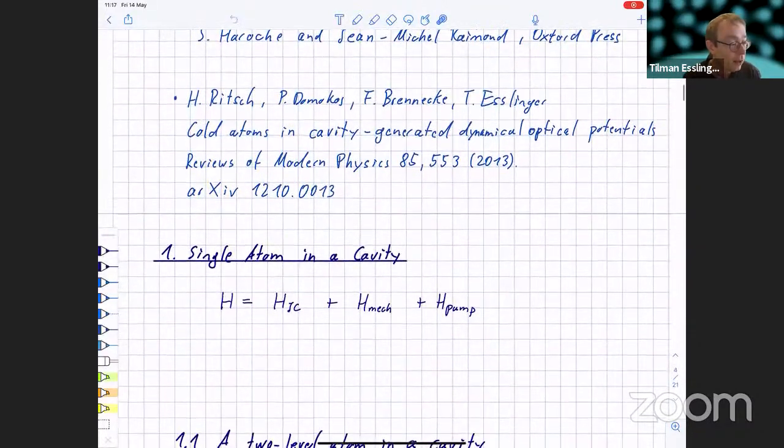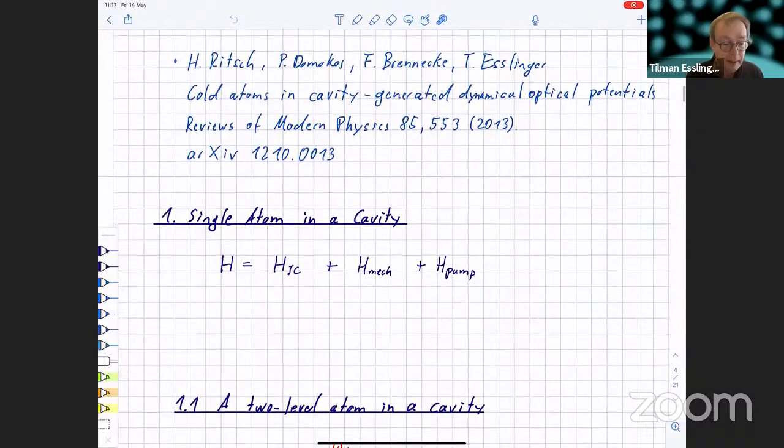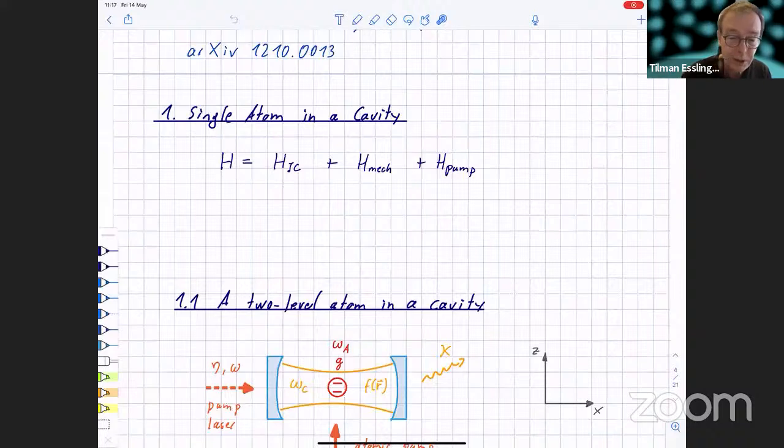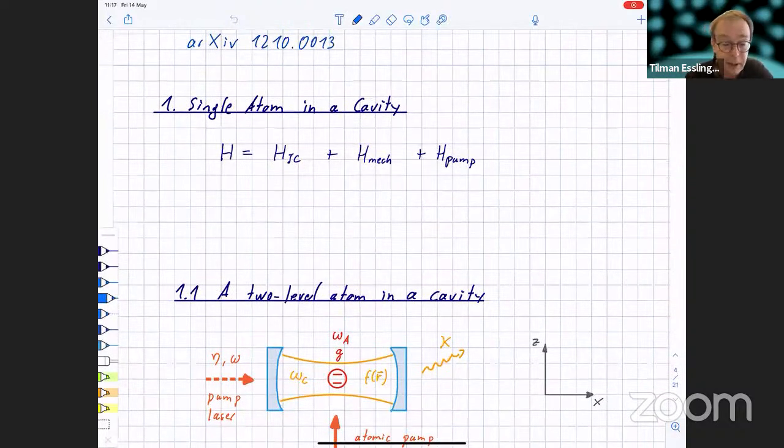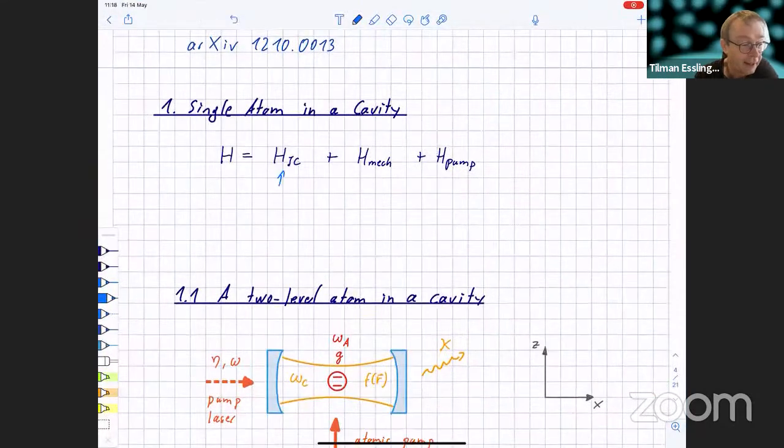Okay, so let's have a look at a single atom in a cavity, and how we write down the Hamiltonian. The Hamiltonian would there be in three different parts. The H_JC, where JC stands for Jaynes-Cummings, and that's simply the atom in the cavity. That means the two-level system, the electronic system in the cavity, just the electronic levels and the cavity mode.